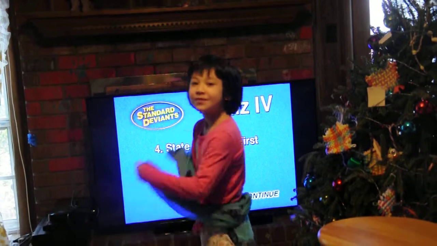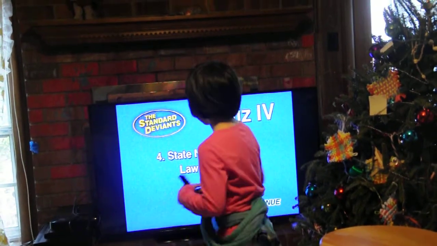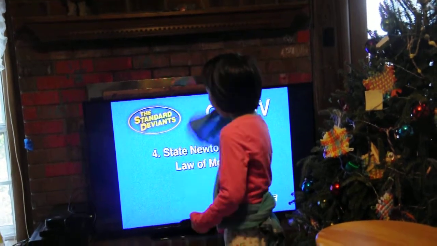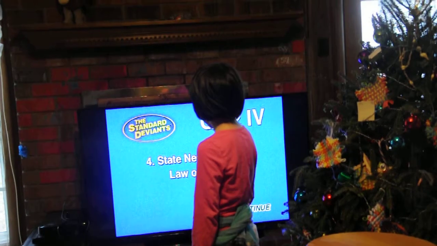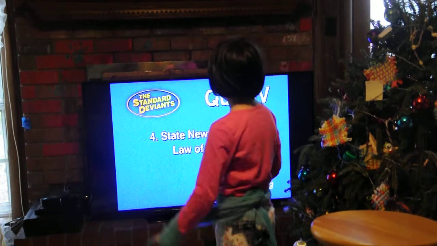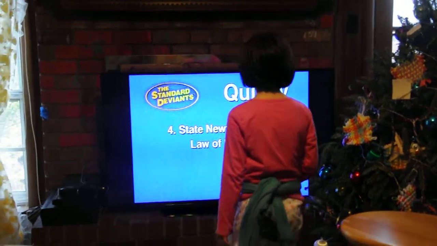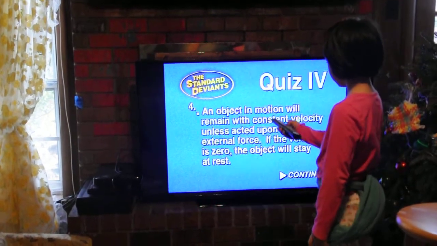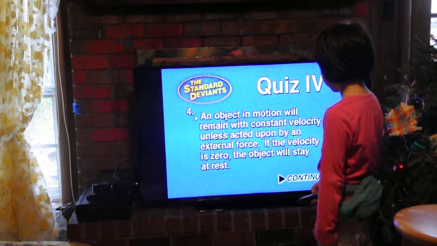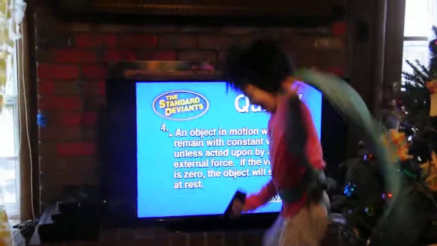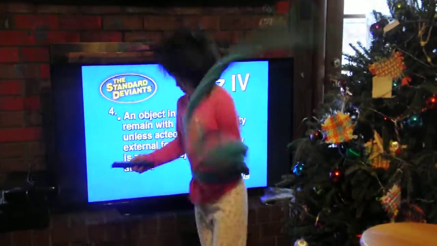Number 4. State Newton's first law of motion. An object that is at rest will stay at rest unless acted upon by an external force, and an object in motion will stay in motion unless acted upon by an external force. Newton's first law of motion states that an object in motion will remain with constant velocity unless acted upon by an external force. If the velocity is 0, the object will stay at rest.